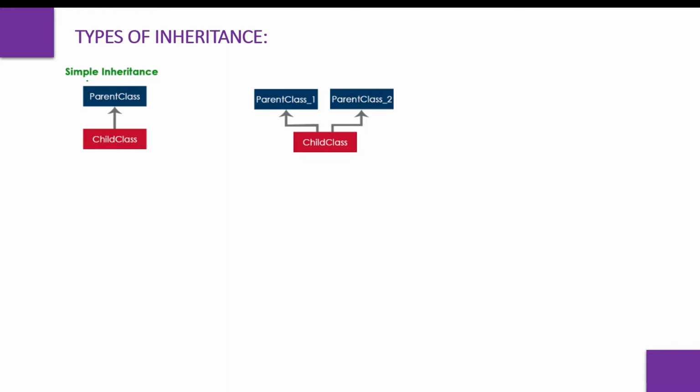If we have two parents and there's one child, and it is inculcating properties and behaviors from both the parents, in this case, this type of inheritance is called multiple inheritance.